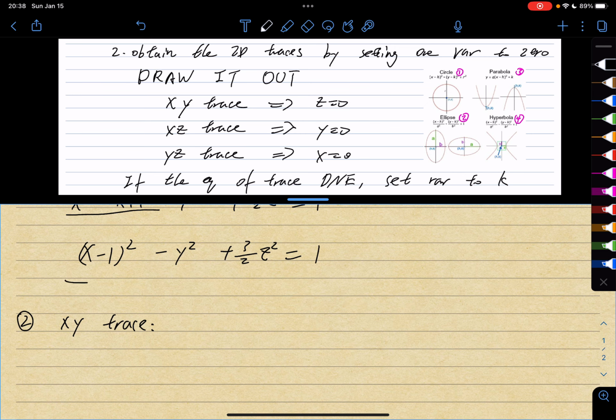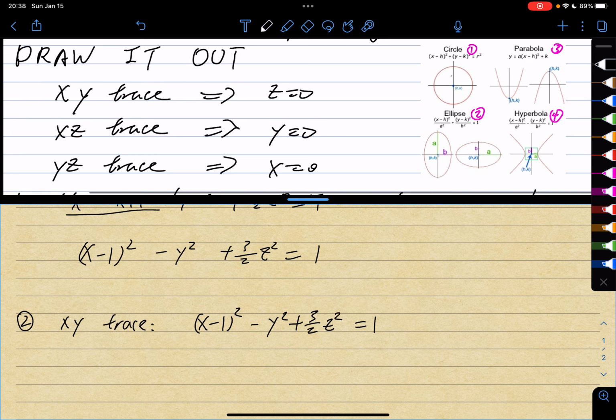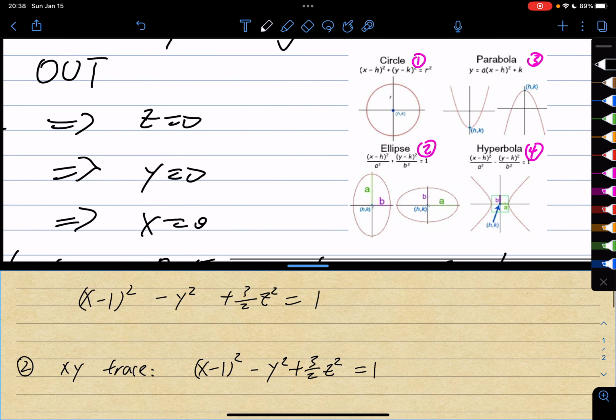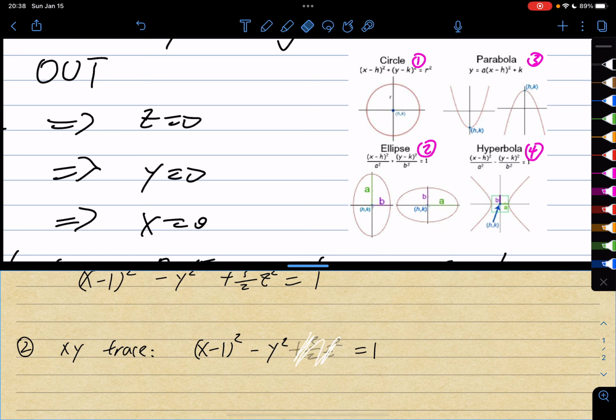What we will get from this equation is (x minus 1) squared minus y squared plus 3 over 2 z squared equals 1, right? By looking at the conic equation right here, never mind. Sorry, my bad. I should not have written that down.